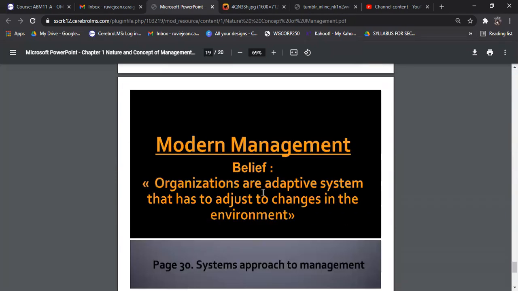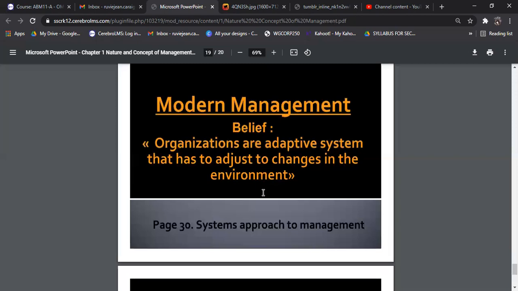And then the last one is modern management. So this belief naman that organizations are adaptive system and it has to adjust to the changes in the environment. So medyo modern na tong modern management. Kaya nga siya modern management. Ito talaga si Coach RJ. So, sabi daw dyan, ang mga organizations daw are adaptive system and they have to adjust in their environment.